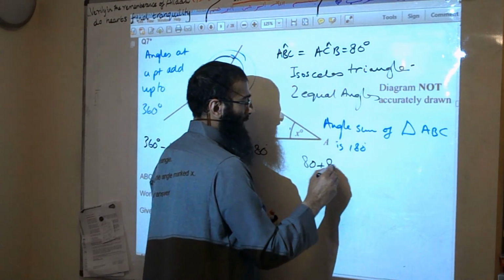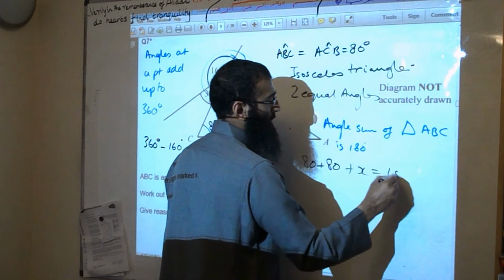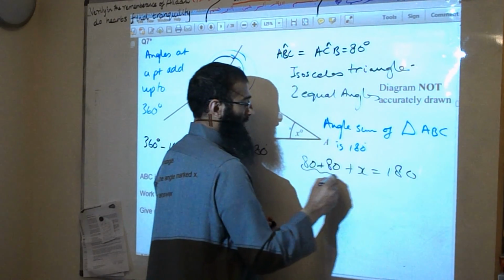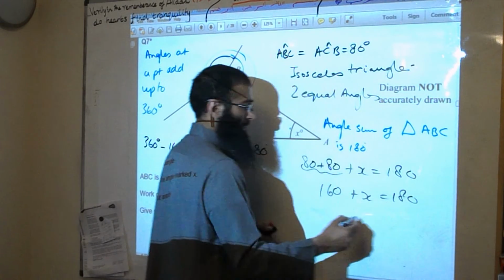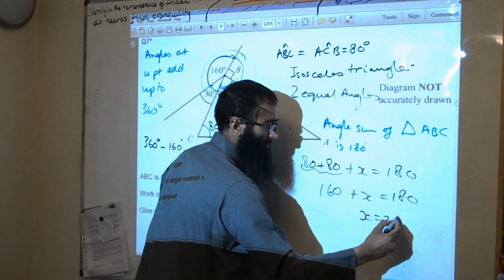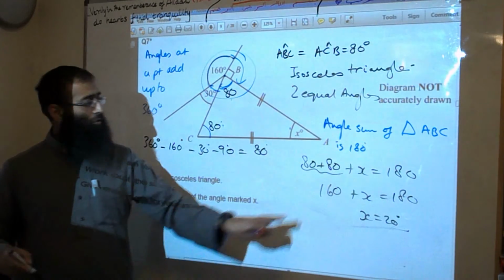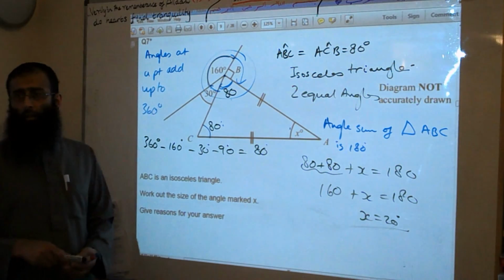So we can make a statement now. 80 add X is equal to 180. So that will give us 160 add X is equal to 180. So X is equal to 20 degrees. 160 add 20 is 180. Are you happy with that?